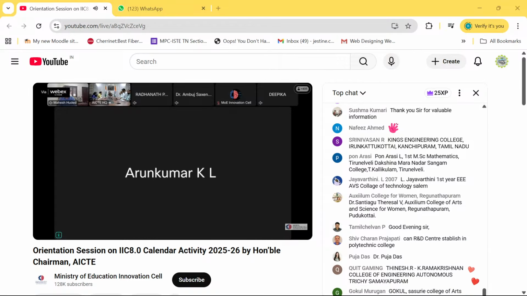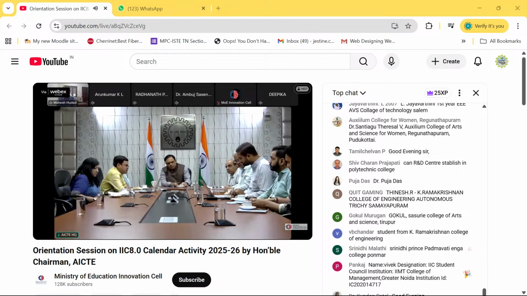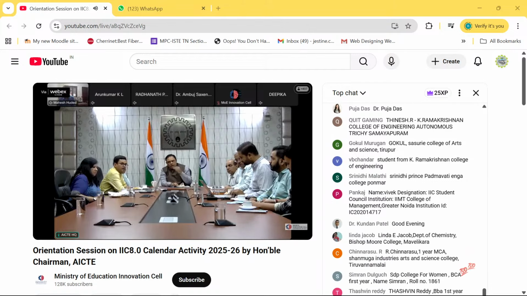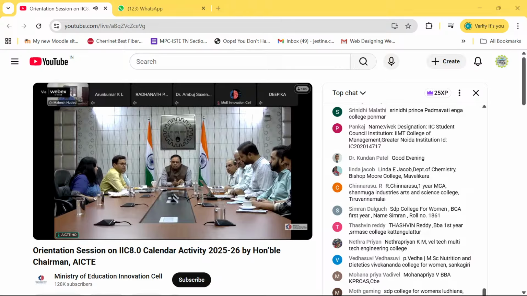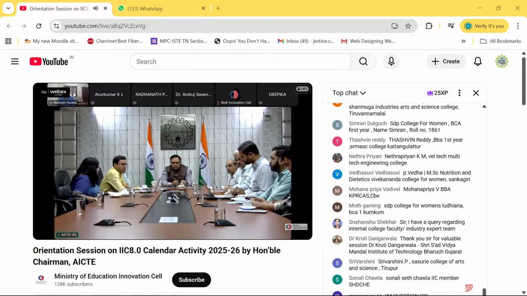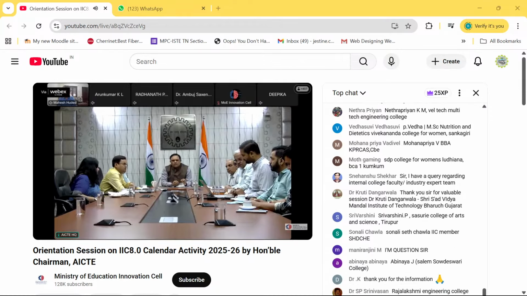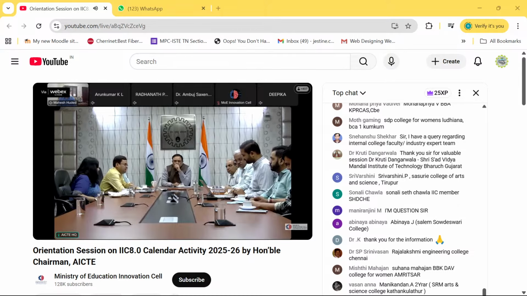For that, you have to add that external member to your IIC as one of the members. Then these names will be displayed in the list, and you just have to select the name. So to nominate someone as part of the R&D cell, that person first has to join the IIC of your institute as an external member, or as an internal member or faculty.